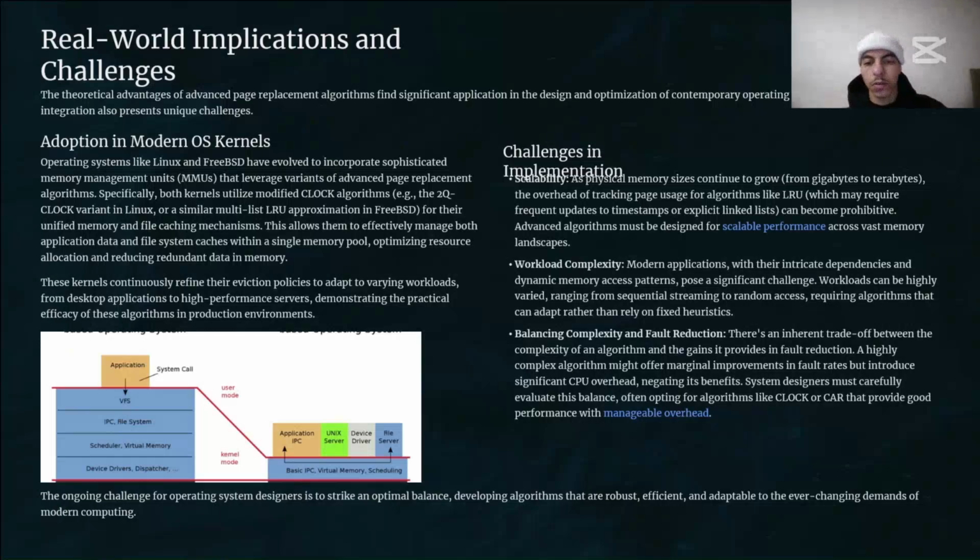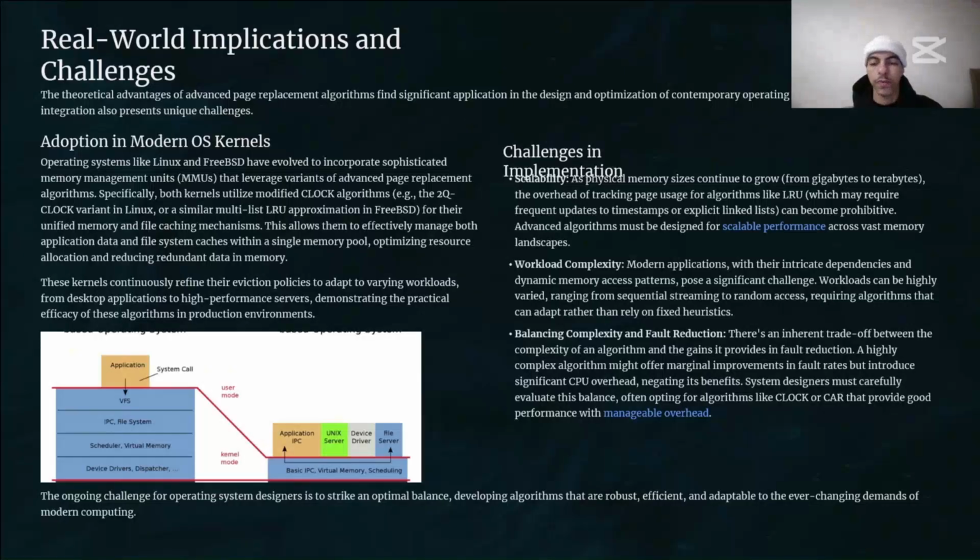Okay, now let's talk about challenges in implementation. Scalability. As physical memory sizes continue to grow from gigabytes to terabytes, the overhead of tracking page usage for algorithms like LRU, which may require frequent updates to timestamps or explicit linked lists, can become prohibitive. Advanced algorithms must be designed for scalable performance across vast memory landscapes.